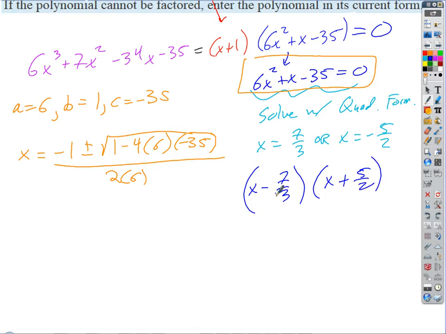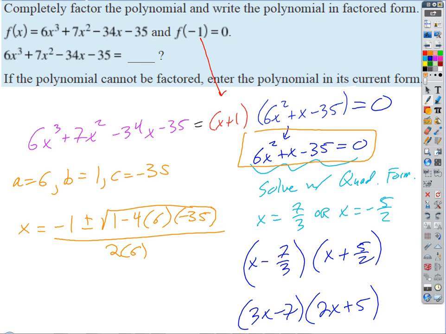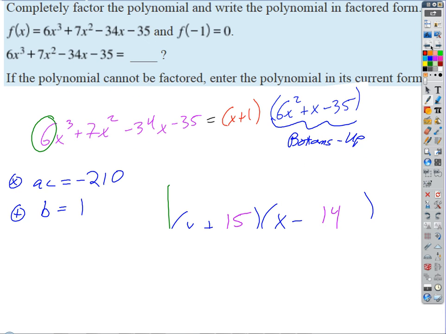Okay, all right. So, anyway, if we go bottoms up, what's that gonna give us? That's gonna give us 3x minus 7 times 2x plus 5, and then out in front, we have our x plus 1, same as before, right? Okay, make sense? All right.